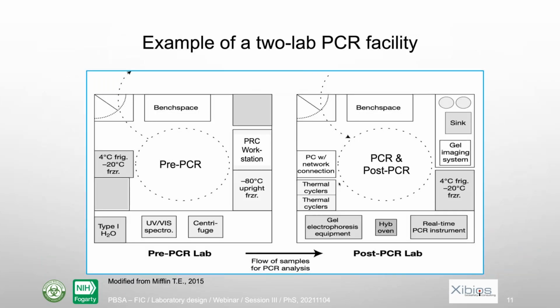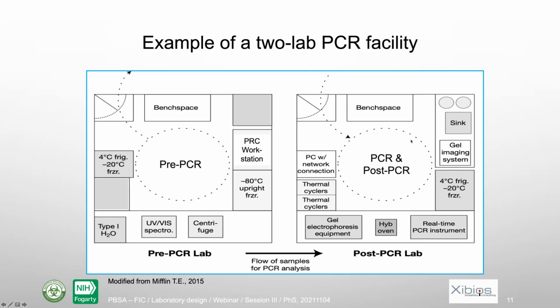I took an example of a PCR facility which is made of 2 labs. In that case, you have the pre-PCR in one lab, and there you only do the pre-PCR. You only prepare the master mix, and so you have a PCR workstation for that, and you have some other equipment. You don't necessarily need a sink or anything. In the second lab, you do the PCR and also all the post-PCR.